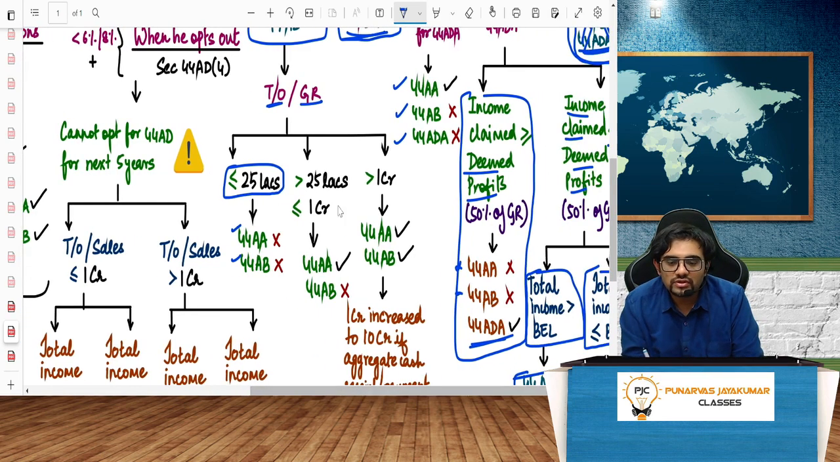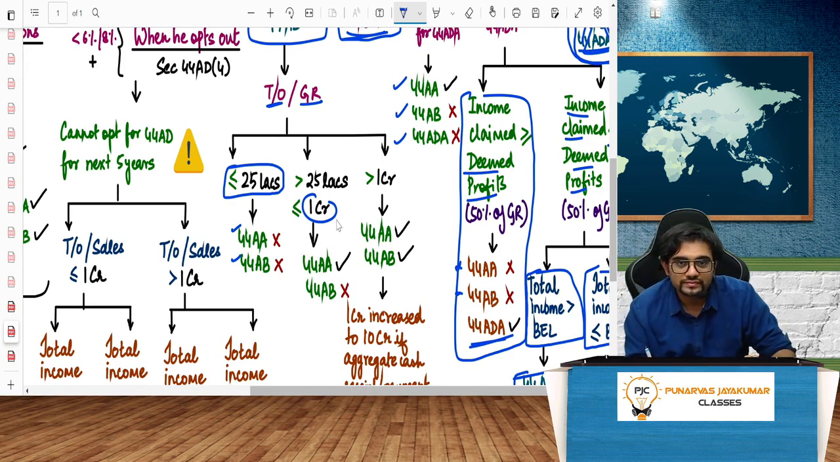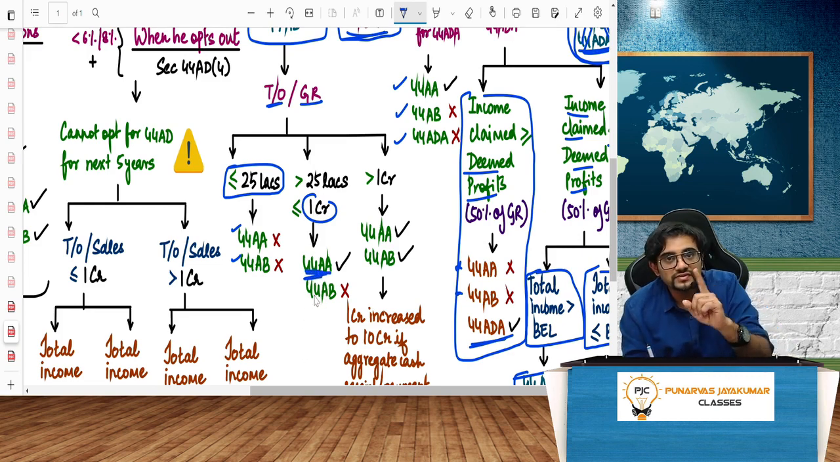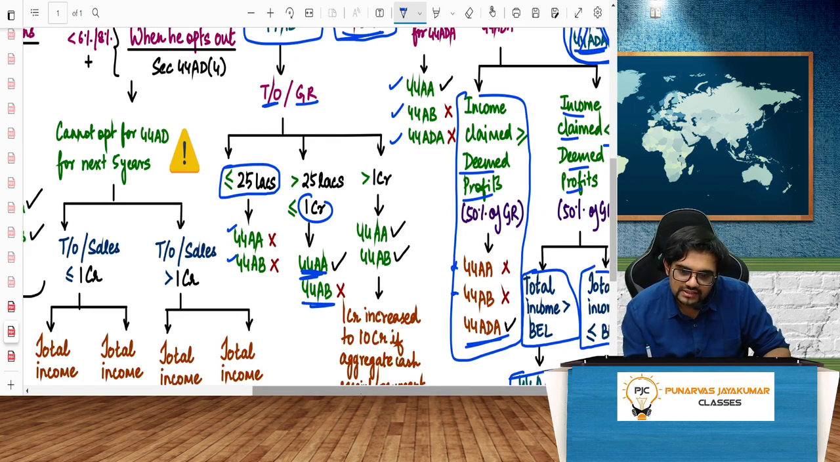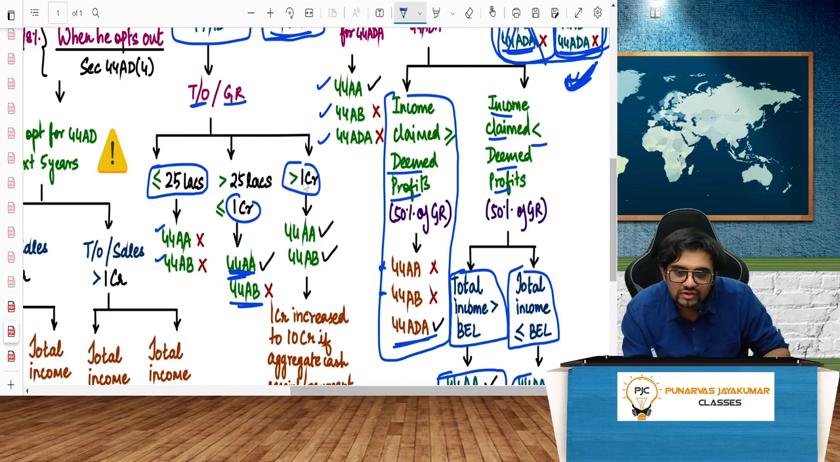Sir, but what about this? 25 lakhs to 1 crore. Sir, why are you putting 1 crore, sir? Because 44AB, tax audit limit is 1 crore. So if it is greater than 25 lakhs or less than or equal to 1 crore, 44A will come. Because why? 44A limit is 25 lakhs and 44AB will not come. Lastly, sir, what if it is more than 1 crore, sir? 44A will come and 44AB will come.